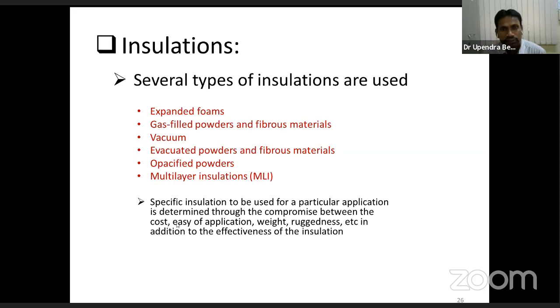But the specific insulation to be used for a particular application is determined through a compromise between the cost, because when you go for insulations like multi-layer insulation, it costs more compared to all other insulation. Or if you use vacuum, you need some special arrangement and vacuum pumps. So you have to compromise between the cost and its application, and weight and ruggedness are also taken into consideration. Okay, so in addition to the effectiveness of the insulation, all these other parameters also have to be considered. And let us see quickly the different types of insulations.